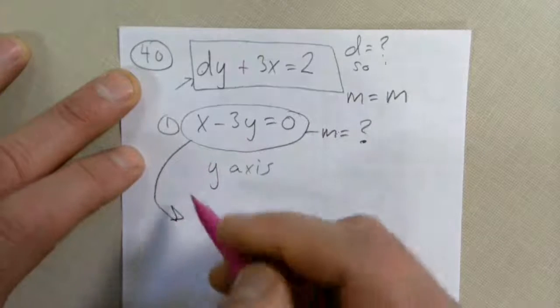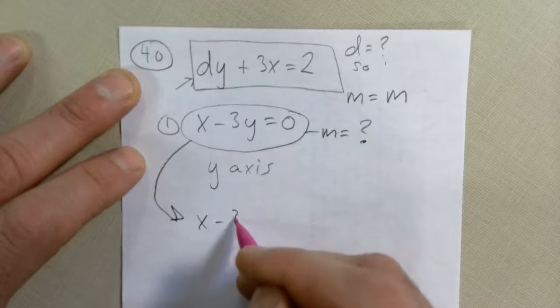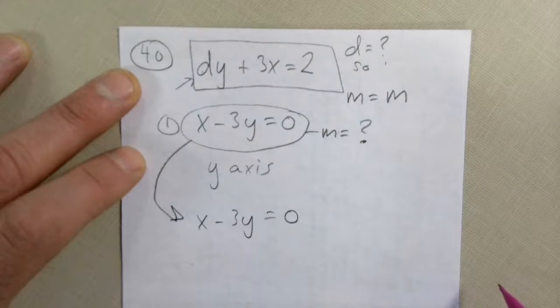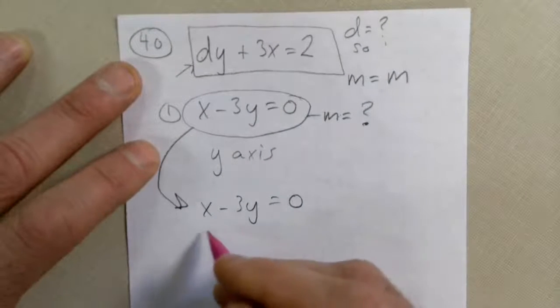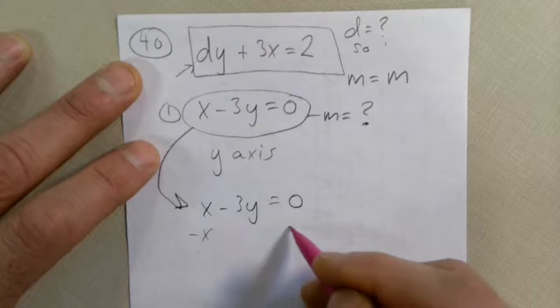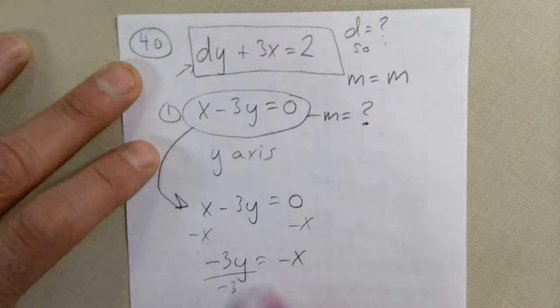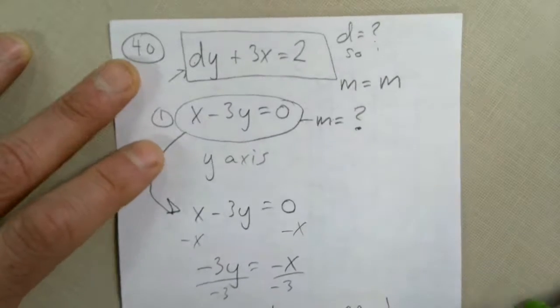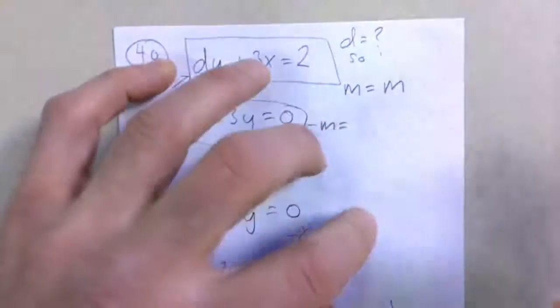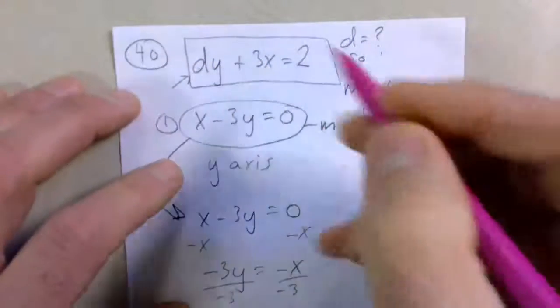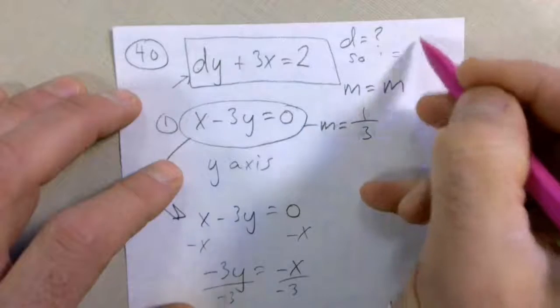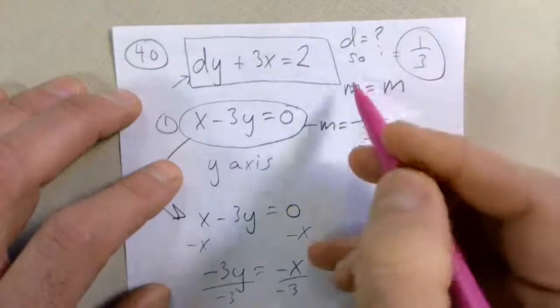Let's scoot it down here and rewrite it. Which form of the line should we use? Slope-intercept form. So I'm going to do minus x, so now I've got negative 3y equals negative x. Divide by negative 3: y equals 1/3 x. What's the slope? M equals 1/3. So if this is 1/3, what does this slope have to be? 1/3.